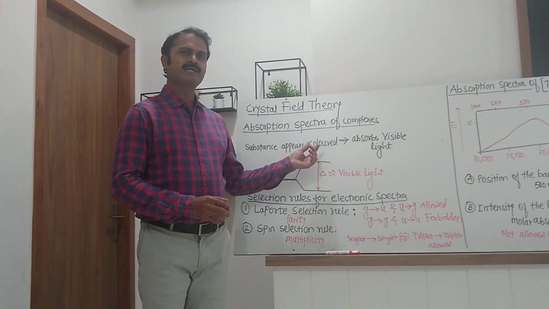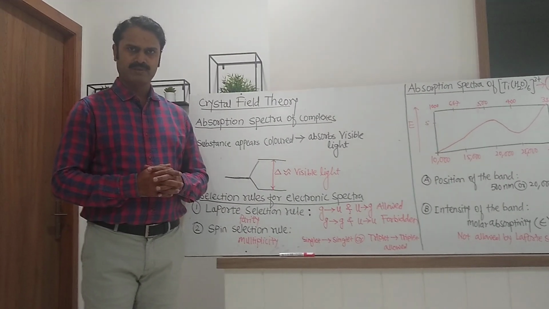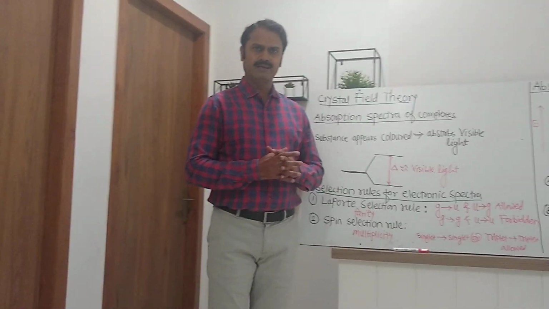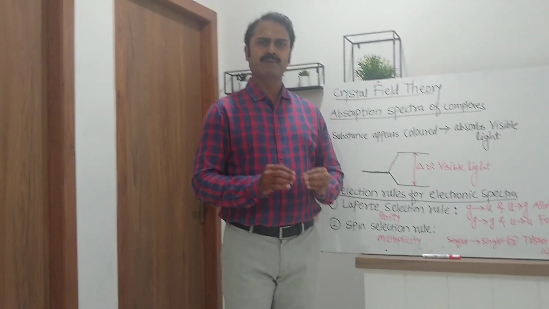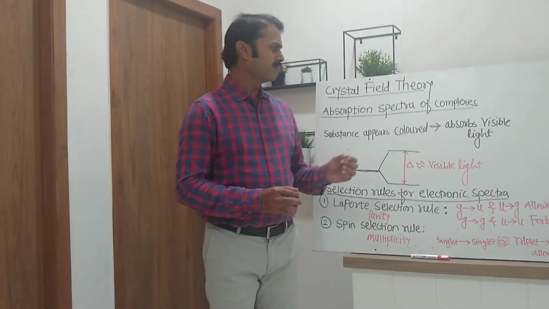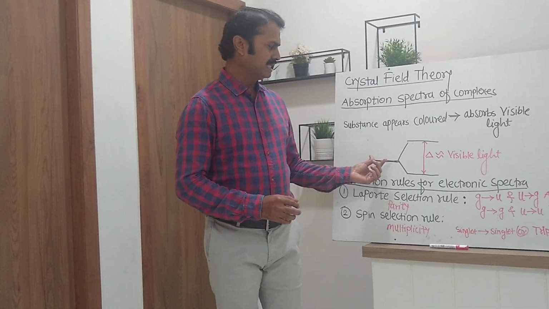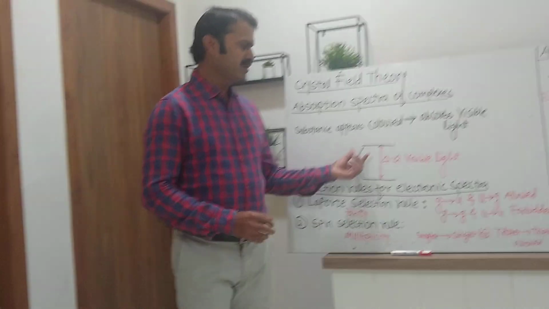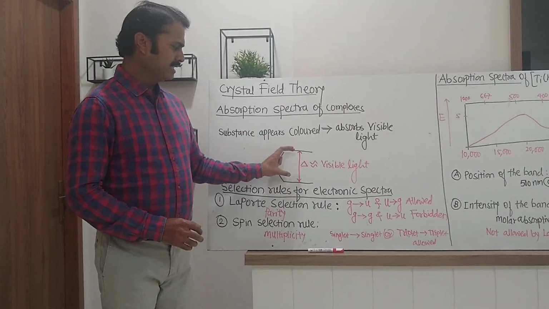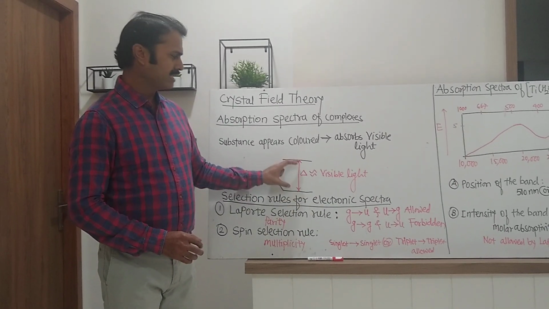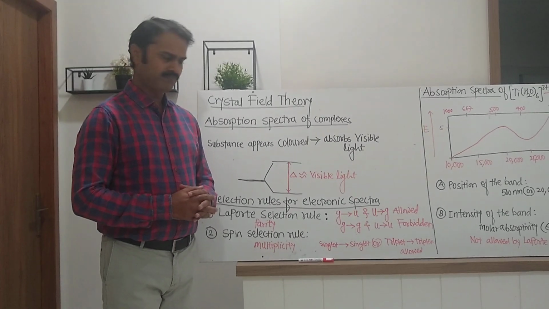Any substance appears colored if it absorbs visible light. The complexes are colored because they absorb visible light. Absorption of visible light by complexes can be explained with the help of crystal field theory. Crystal field theory considers splitting of d orbitals into lower and higher levels. The energy difference between the lower d and higher d orbitals is known as crystal field splitting energy.